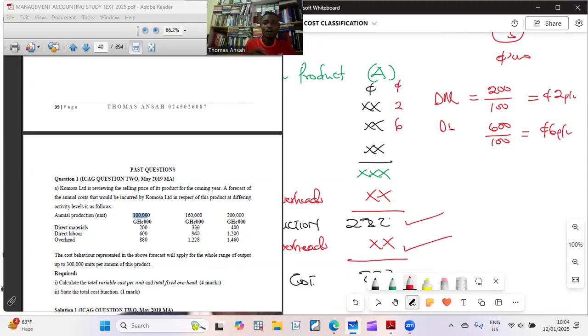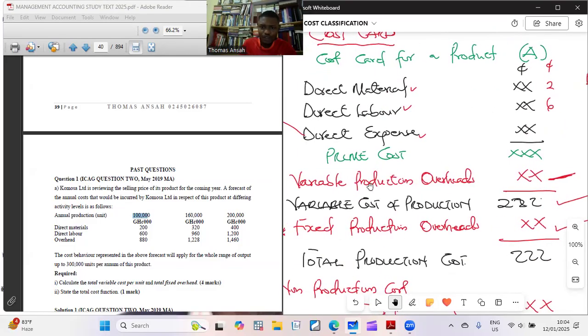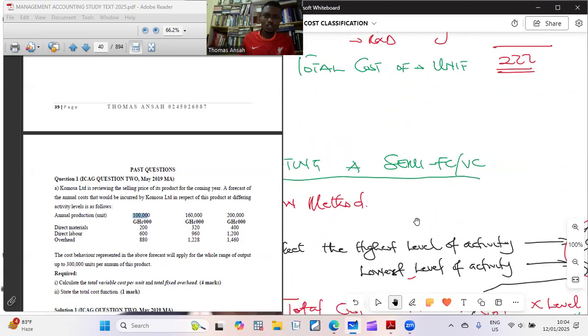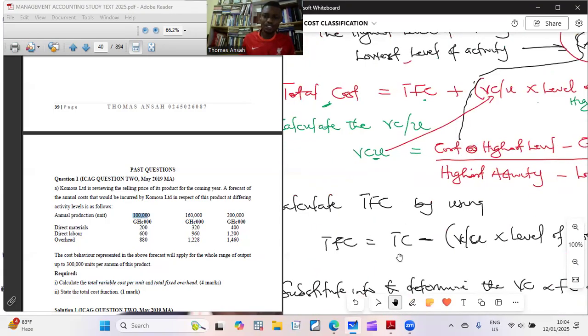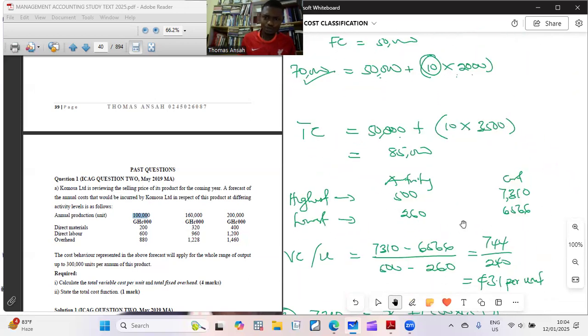The expenses, we don't have anything like expenses in this question, but we need to now find the overheads. As you see here, we have fixed production overhead and variable production overhead. The question didn't give us the breakdown. That is why we are separating it. So we have 6 and 2 already. If I am separating it, I am using the high-low method. So that is what we are doing.